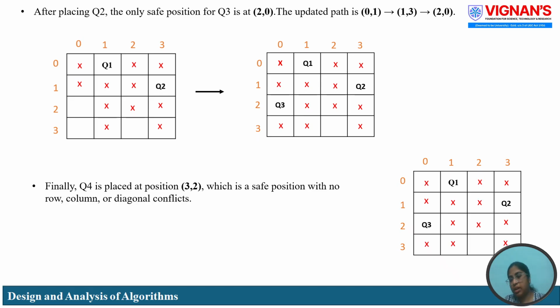Now here we placed 4 queens without attacking each other. And we have another solution also, that is the mirror image of this solution. Q1 is placed at 0, 2 and Q2 is placed at 1, 0. Q3 is placed at 2, 3 and Q4 is placed at 3, 1. These are the two solutions.